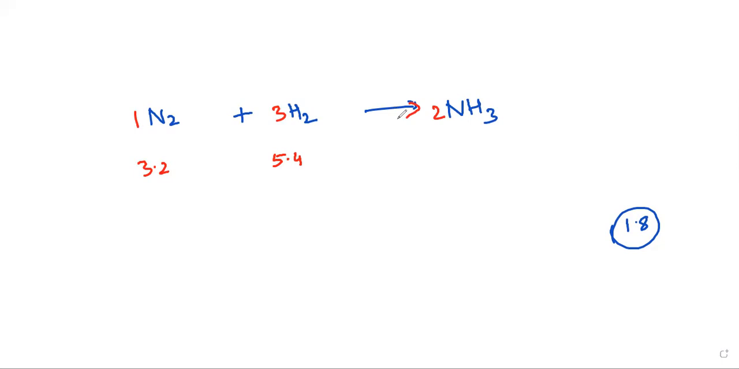And what about the excess reactant? The excess reactant is what is left over after the reaction stops, because the limiting reactant got all used up. It's the reactant that doesn't get exhausted first. So first you have to find the limiting reactant, because that alone decides how much product will be formed.